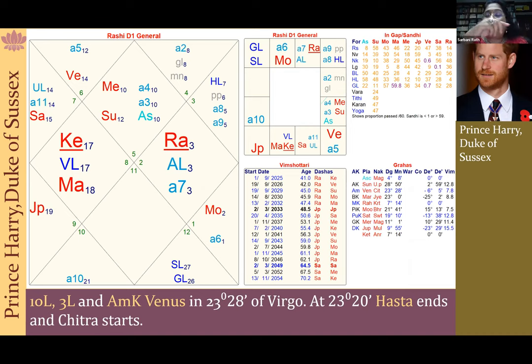So it would be very interesting if we studied Hasta and Chitra in more detail to understand this. Literally the same planet Venus is one on top of the other between King Charles's horoscope and Prince Harry's horoscope. I hope this is more or less clear to you. I'm trying to draw out how these nakshatra sandhis show the problems they have had in their lives.